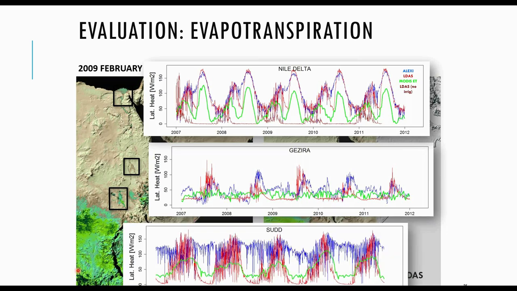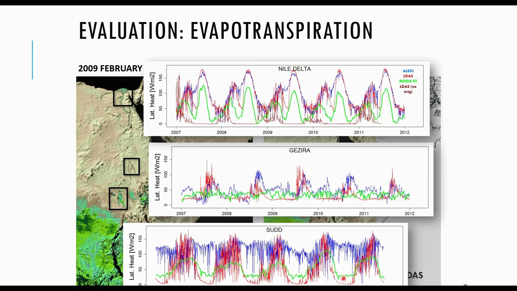Finally, the Sudd. And now here we see ALEXI. It's noisy, but you have ALEXI showing evapotranspiration year-round in this wetland. The LDAS, meanwhile, totally misses it. It goes completely dry outside of the rainy season. And why is that? Well, that's because these land surface models in the LDAS are one-dimensional. And they're not accounting for the fact that the Sudd is getting a lot of inflow from the side that contributes to soil moisture and to surface water and evapotranspiration there. And so this showed us something very valuable, which is that we need to apply a different modeling system to get this.